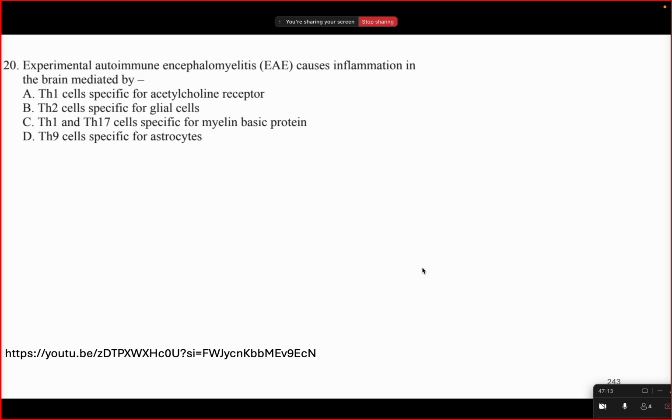Experimental autoimmune encephalomyelitis causes inflammation in the brain mediated by Th1 cells specific for acetylcholine receptor, Th2 cells specific for glial cells, Th1 and Th17 cells specific for myelin basic protein, or Th9 cells specific for astrocytes. It's Th1 and Th17 cells specific for myelin basic protein.